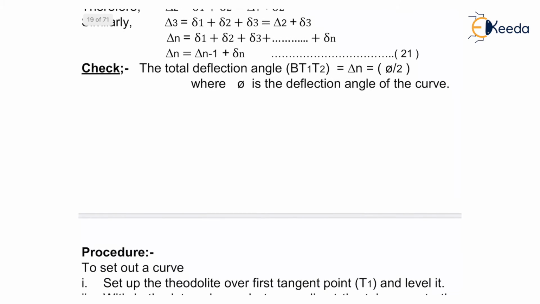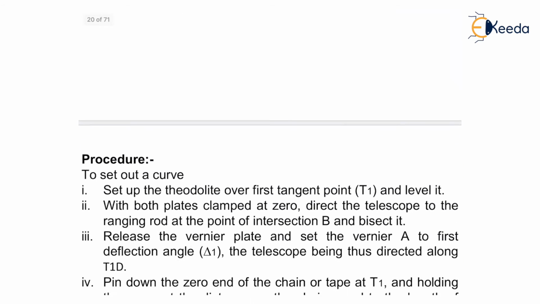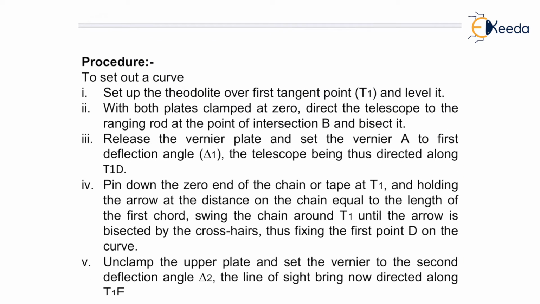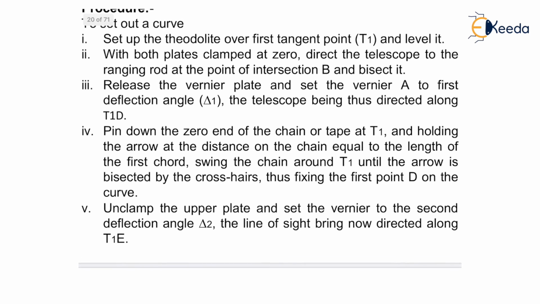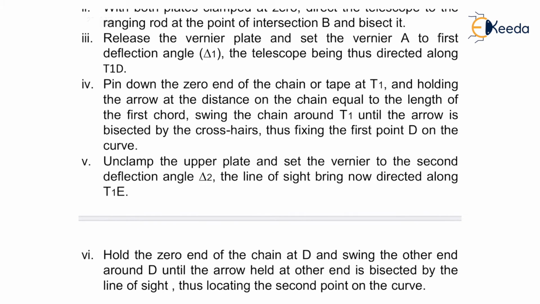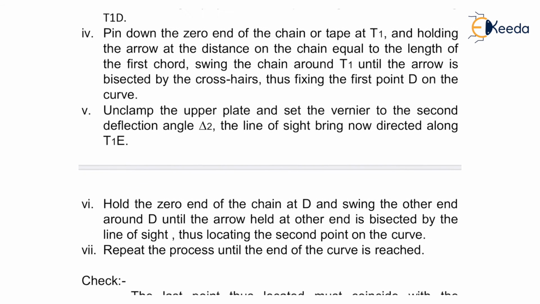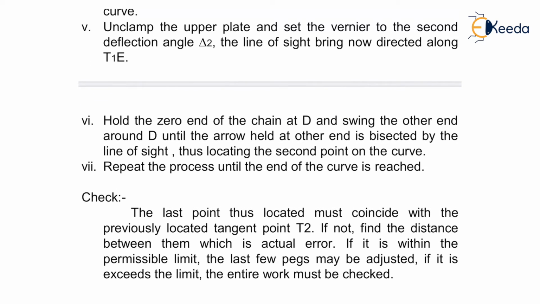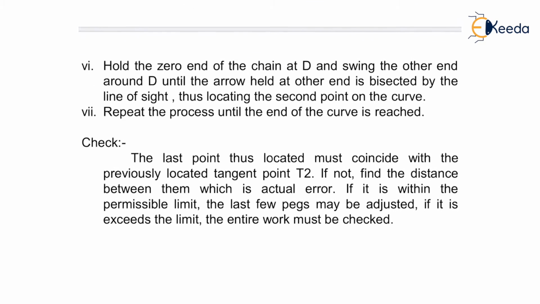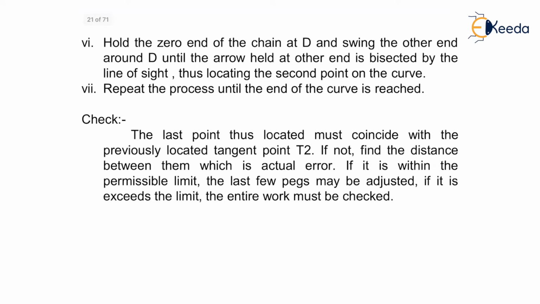As you can see, and the procedure as I have discussed earlier, we have to set up T1, then by knowing delta 1, we can find out the point D by using chain or tape and the theodolite at A. Same way, we have to establish point E and F, and your F point should coincide with the T2 point which is established already. If it is not, then we have to go for some minor adjustment. If the adjustment exceeds the limit, then we have to go for the entire work again.